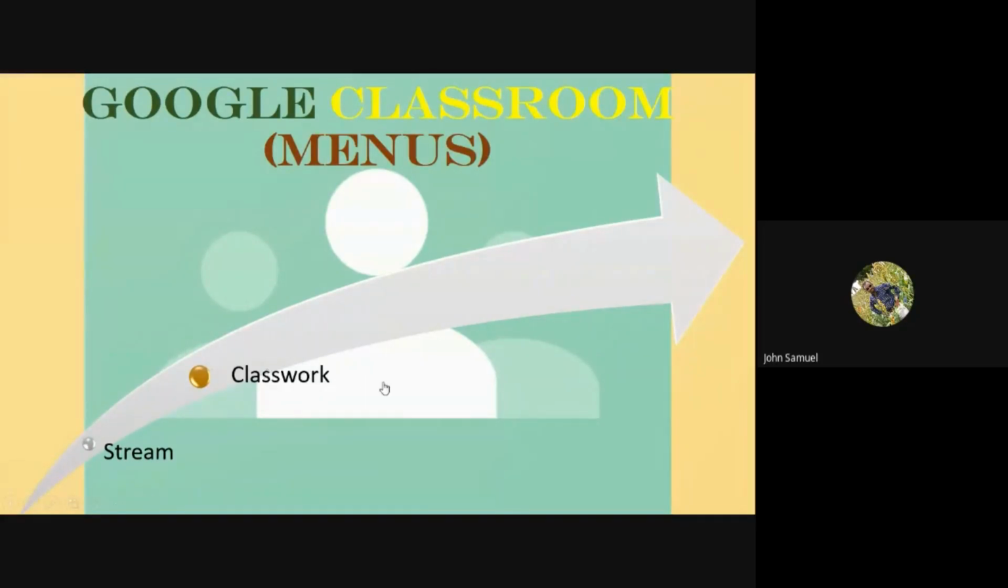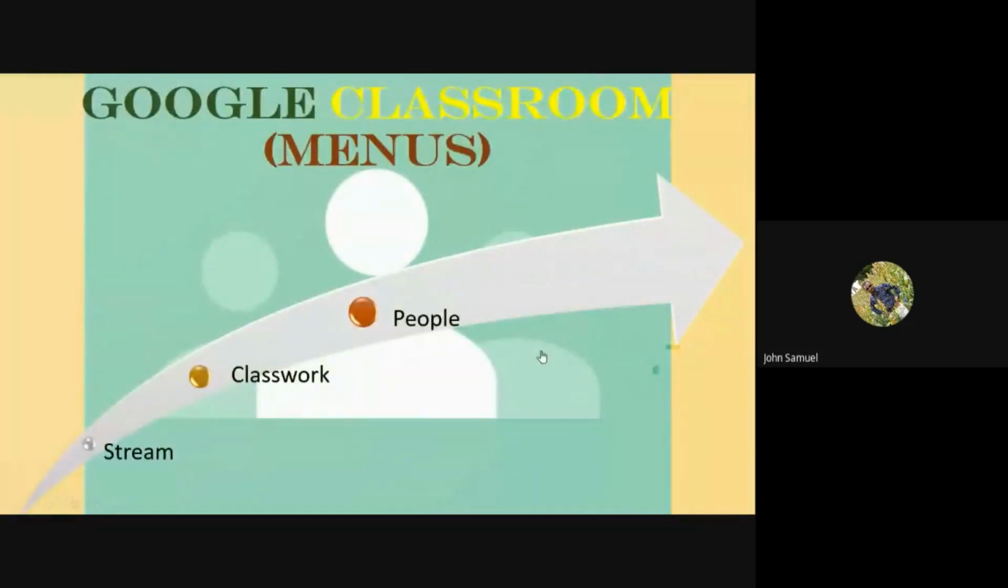And the next one is people. Here the list of teachers and the list of students will be there. We can add a number of teachers, which I will show you later, and a number of students. We can invite them in that menu. So these three menus are common to students and teachers.